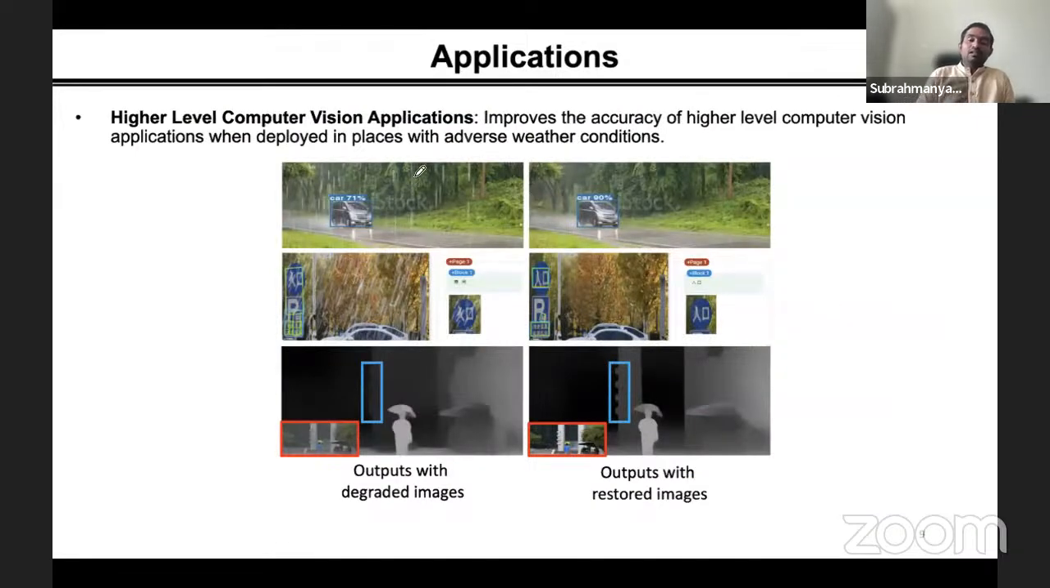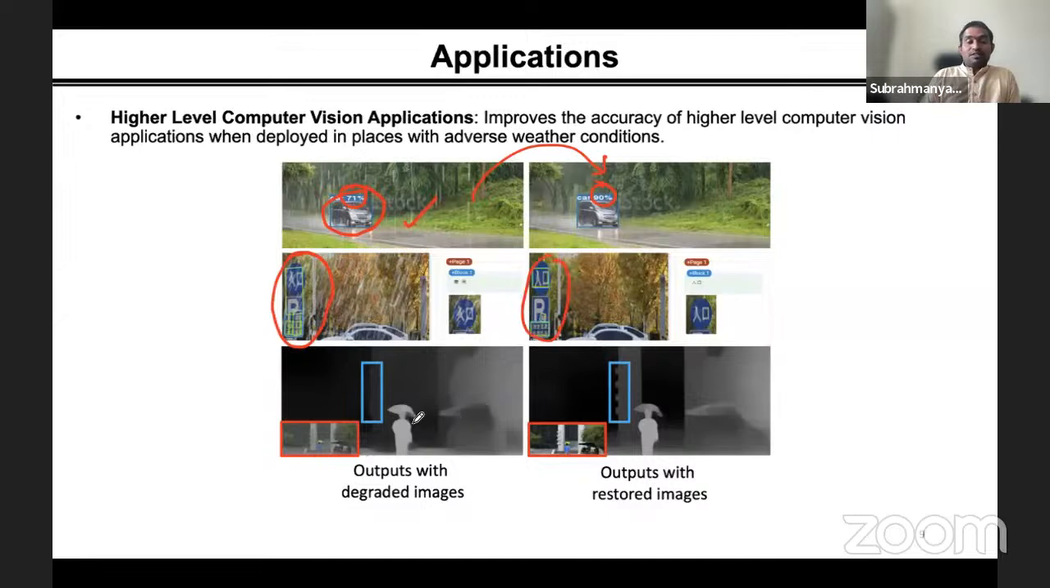Even if you see this image, where we have gone for object detection, car detection, of course the car is detected, but the confidence level is only 71%. But here the confidence level is 90% once we apply deraining and then give it to the computer vision application. At the same time, sign detection, stop sign detection or any nameplate detection is definitely affected by that.